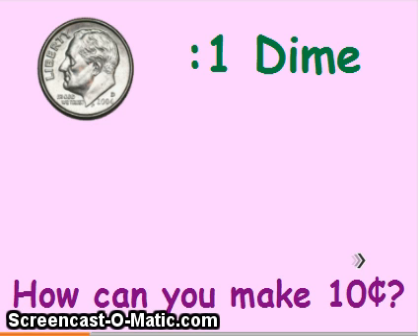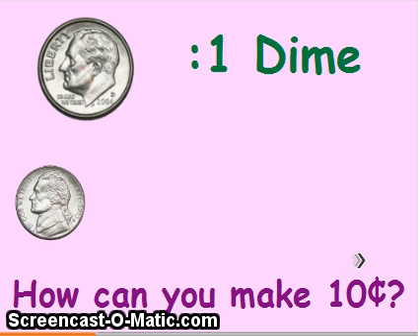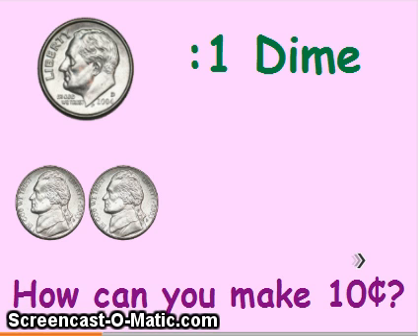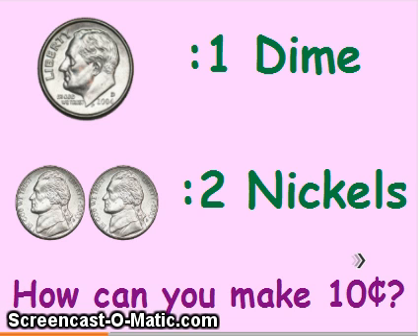Can we think of any other ways of making 10 cents? Use your paper to draw out the coins you may need if you need help. Another way is using 2 nickels. 1 nickel is worth 5 cents, so 2 nickels is worth 10 cents because 5 plus 5 equals 10. So 2 nickels equals 10 cents.